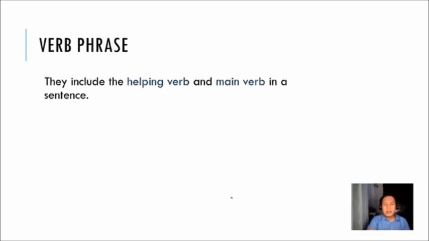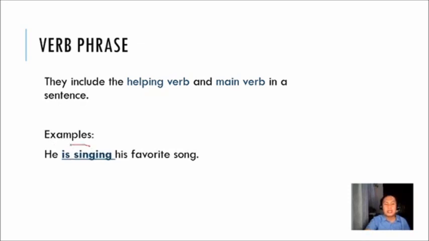A verb phrase includes the helping verb and the main verb in a sentence, and it always functions as a verb, whereas verbals or verbal phrases can function as an adjective, an adverb, or a noun. That's the only difference. For example, for verb phrases: He is singing his favorite song. So here, is singing is still functioning as the main verb in the sentence.